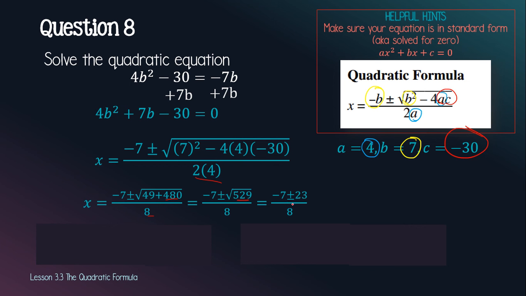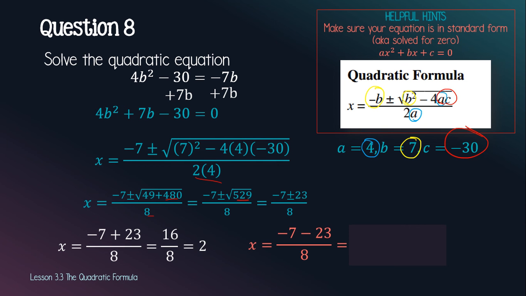Now, I have two problems here technically. Remember, this is a plus or minus, meaning I'm going to have two problems, one where I add and one where I subtract. So I'm going to start first with the addition problem. I'm taking negative 7 plus 23 and then dividing that by 8. That's going to simplify to 16 over 8, which is just 2. So one of my answers is 2.